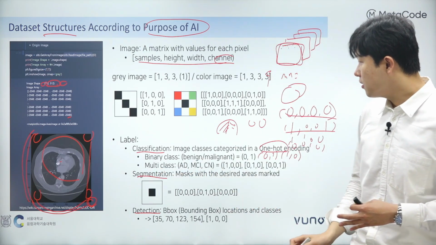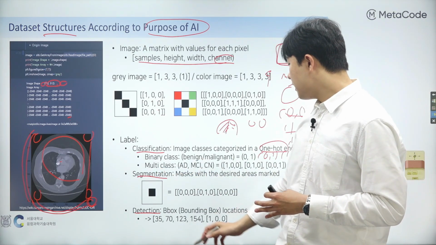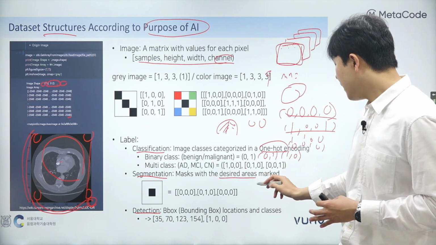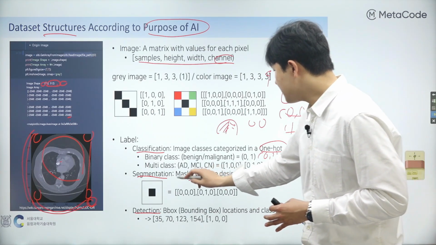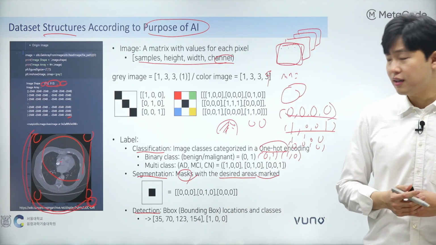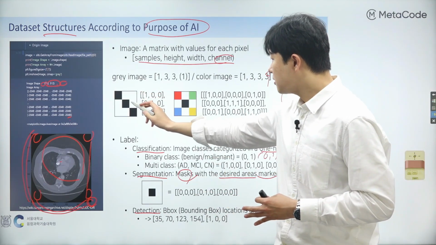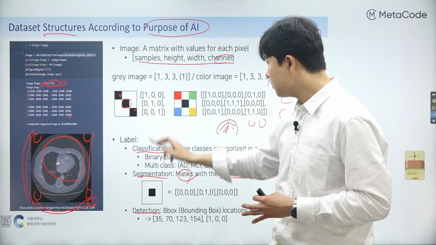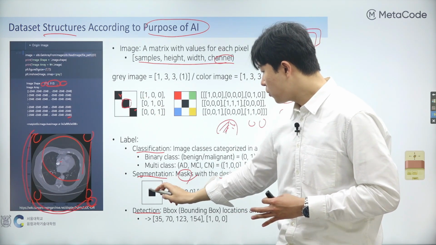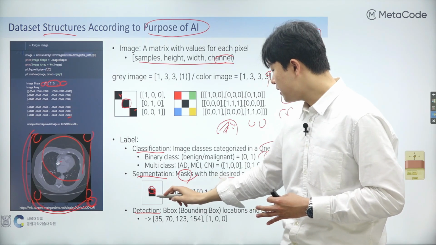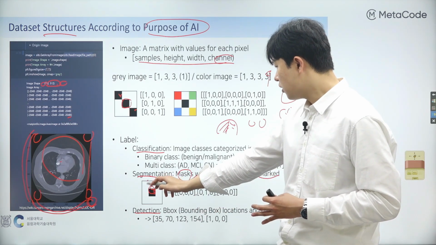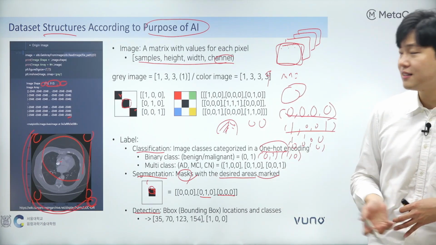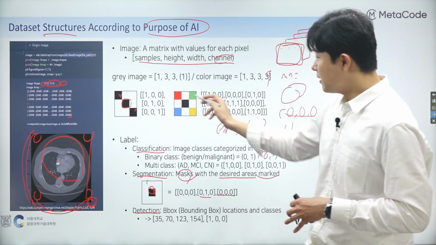In segmentation, we use something called a mask to mark desired areas, simplifying the identification of specific parts of an image for analysis or processing. This technique is important in applications like medical imaging or object recognition, where precise localization of objects within an image is necessary. For instance, if we want to segment only the middle black box in a black and white image, the label would assign a value of 0 to all other pixels, with only 1 corresponding to the middle box.